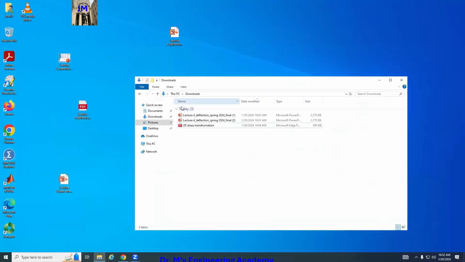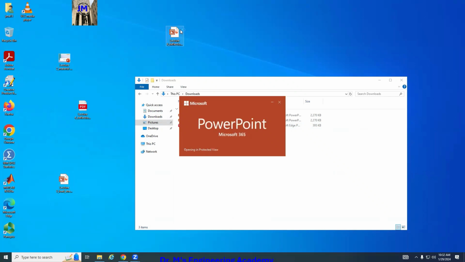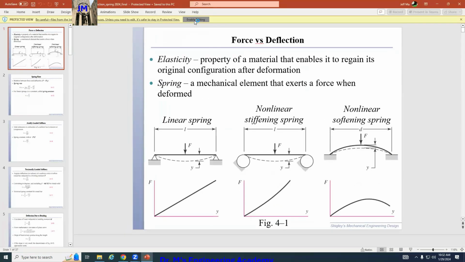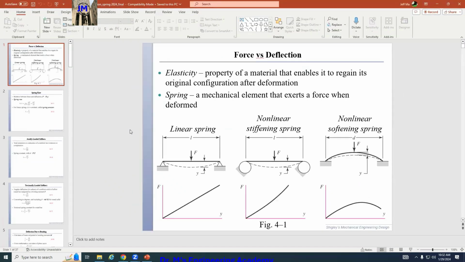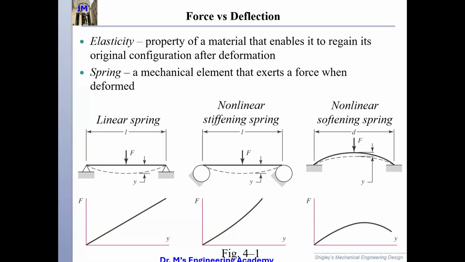So this is lecture 3. This one talks about the stress, then we talk about the deflection. The stress is the stress, and deflection is the deformation, the geometrical deformation. First we talk about forces versus the deflection.